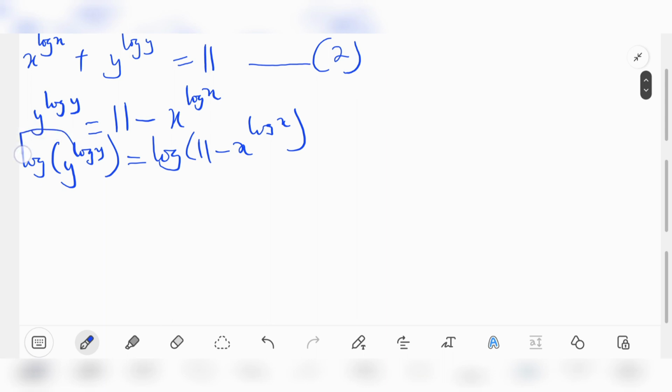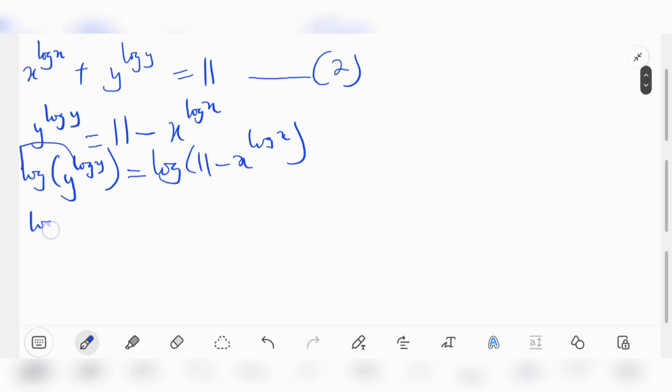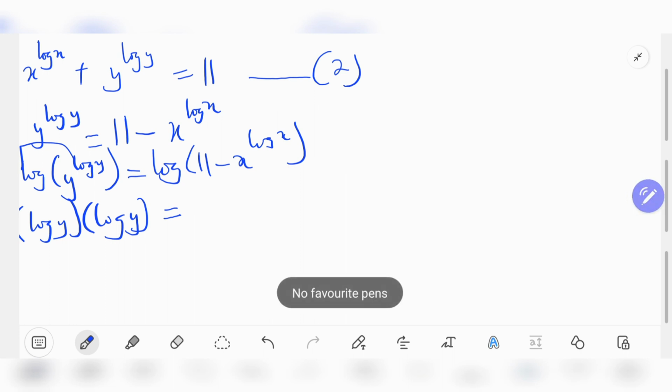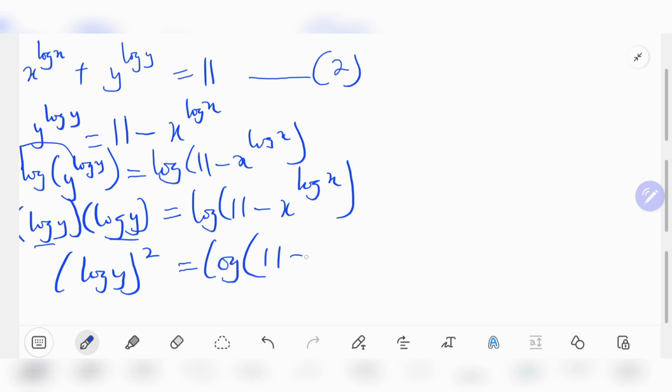Now this can move to this side. So we are going to have log y multiplying another log y equals log 11. Something like this. Now because these two terms are the same, they are going to multiply to give us this, then equals the same thing over here.